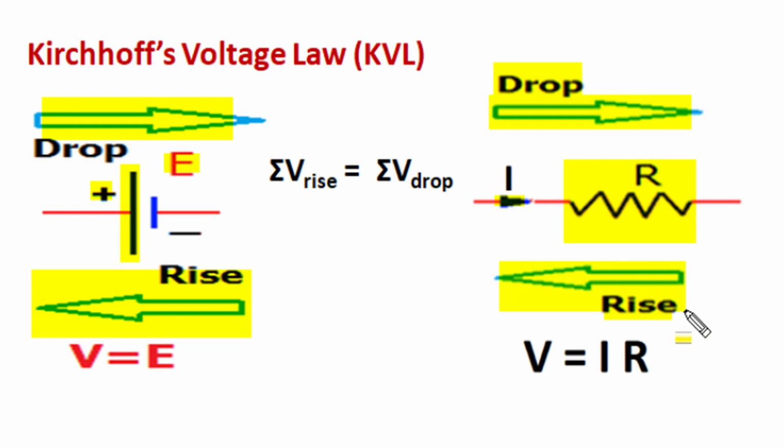So a voltage rise will take place, and as per Ohm's law, V is equal to IR, which says that the magnitude of voltage is directly proportional to the current flowing through the resistor. If there is no current in the resistor, there won't be any voltage drop across that resistor. So the direction decides rise and drop, and the magnitude decides the amount of voltage drop across the resistor.